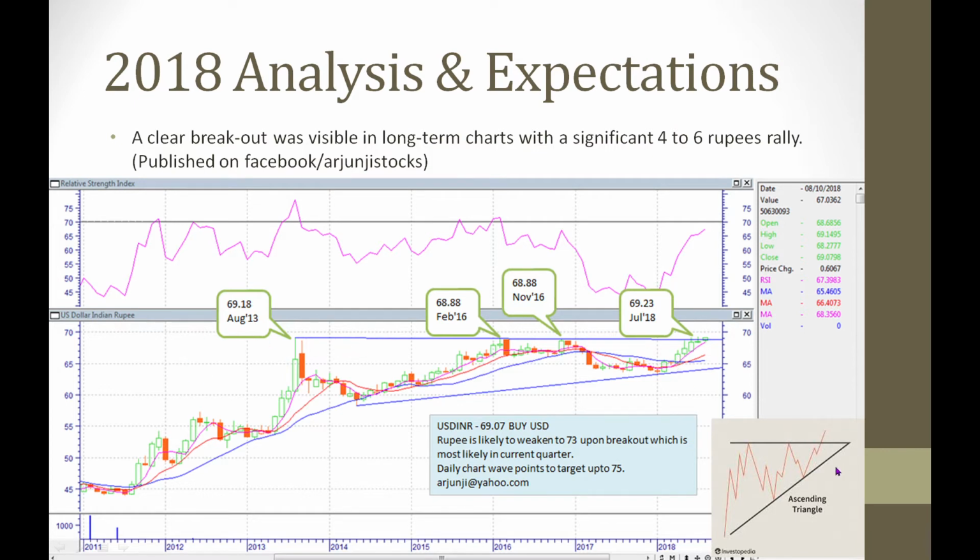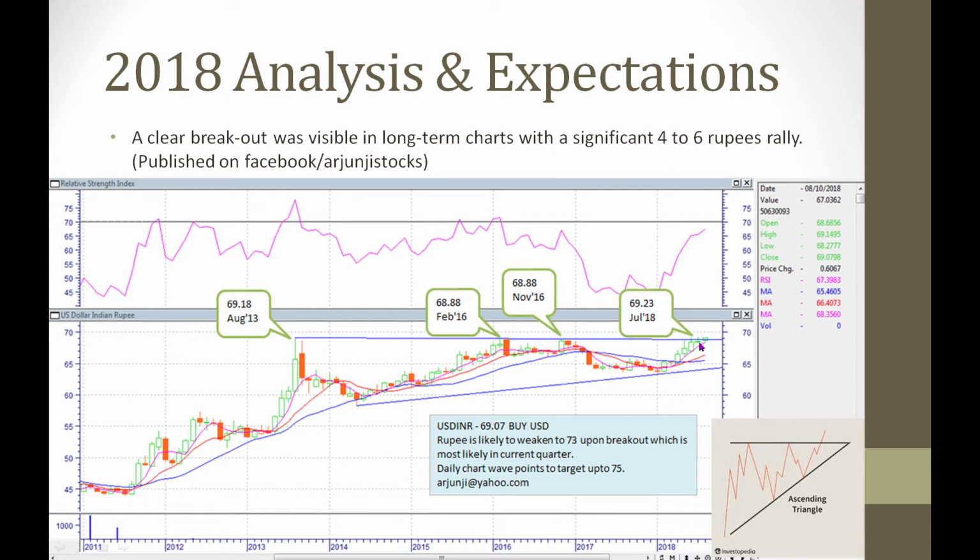And as we can see, the breakout points from the highs, we see a 2013 high at 69, and in Feb 16 again we see it closer to 68.88, again an exact 68.8 in November 16, and we can see a successive conclusive close above that particular price.